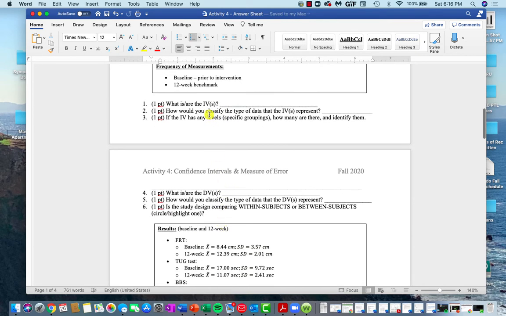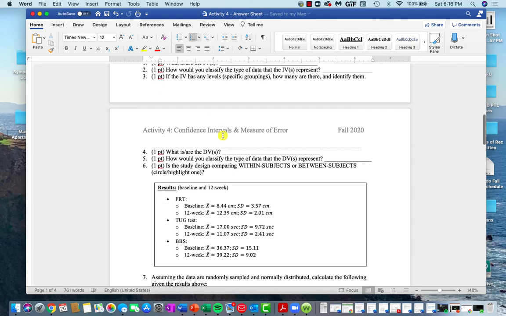So these first questions are very similar to stuff that you've seen both on the exam and previous activities. You're going to note what the independent variable or independent variables are, classify the type of data that you think this is, and then if the independent variable has multiple levels or specific groupings, how many are there, and identify them. If you don't think the independent variable has any levels, you can just put NA or none. That would also count as an answer.